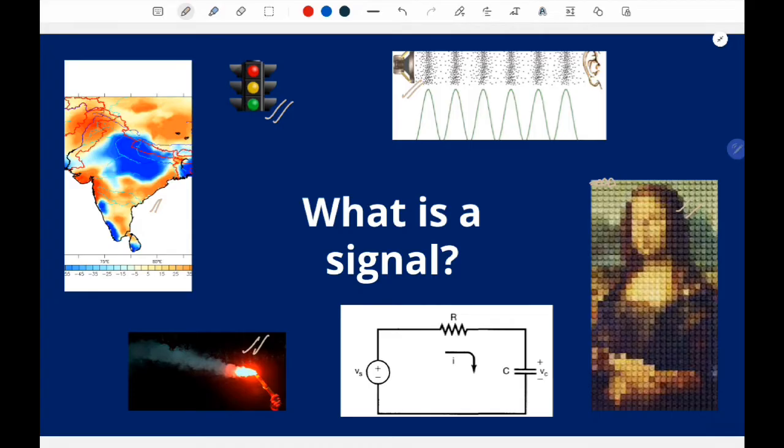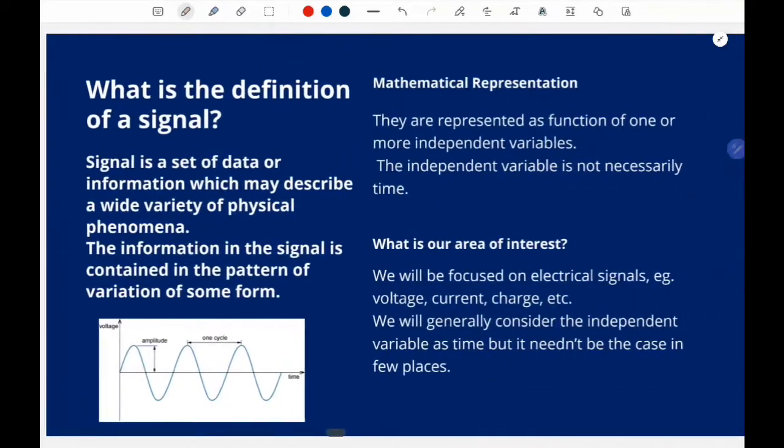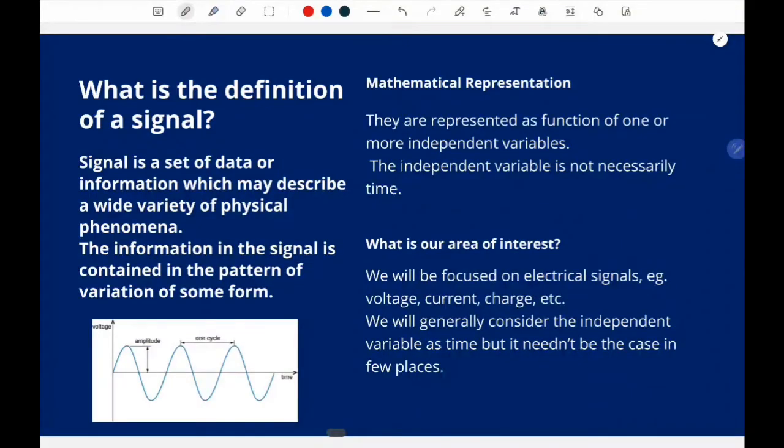So one thing you can observe from all these examples is that they are conveying some information, and it is through some form of physical interaction, right? Or to say physical phenomena. So we'll go ahead and define the signal more formally. A signal is a set of data or information which may describe a wide variety of physical phenomena. So it is a set of information or data, and it is describing a wide variety of physical phenomena.